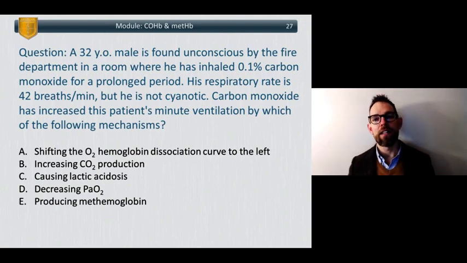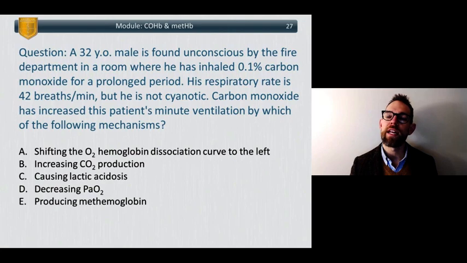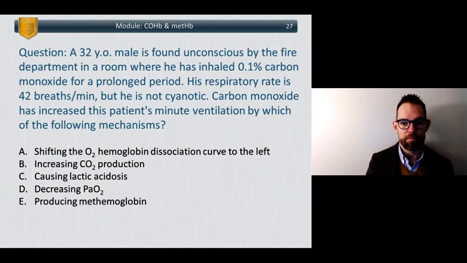A 32-year-old male is found unconscious by the fire department in a room where he has inhaled 0.1% carbon monoxide for a prolonged period. His respiratory rate is 42 breaths per minute, but he is not cyanotic. Carbon monoxide has increased this patient's minute ventilation by which of the following mechanisms? A, shifting the O2 hemoglobin dissociation curve to the left. B, increasing carbon dioxide production. C, causing lactic acidosis. D, decreasing PaO2, or E, producing methemoglobin.